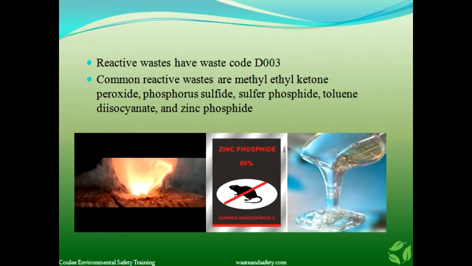Reactive wastes are given the waste code D003 under the federal rules as well as under the state rules. Some common reactive wastes in industry are methyl ethyl ketone peroxide, phosphorus sulfide, sulfur phosphide, toluene diisocyanate, and zinc phosphide.